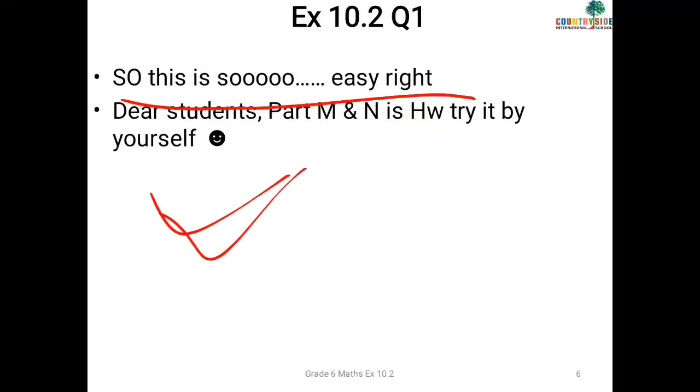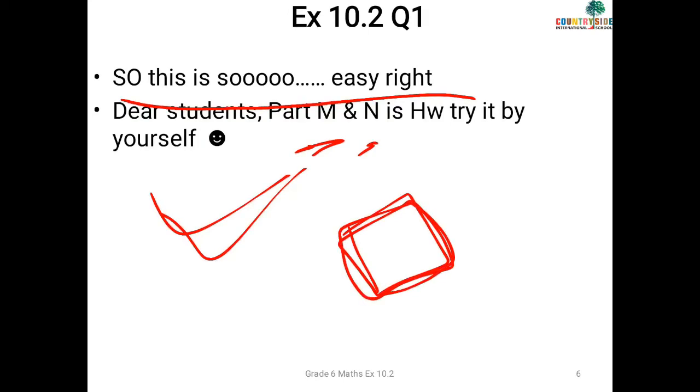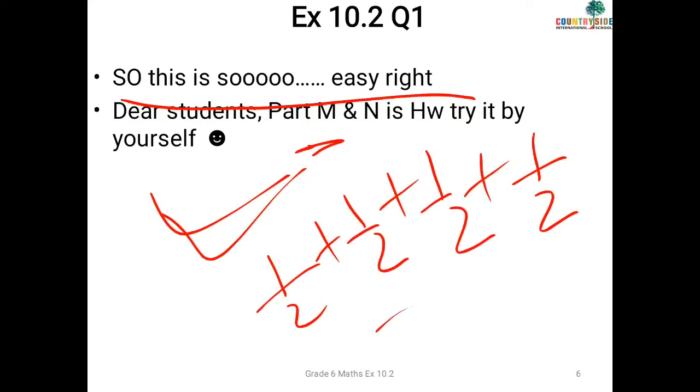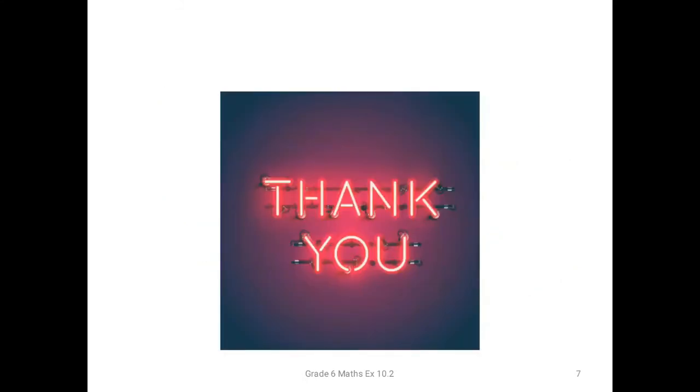Now your part is to solve part M and part N. In this question you just have to count these squares. If one full square, take it as 1. If you have this half kind of square, take it as half. That's it. If there are 4 halves, simply do this addition: half plus half plus half plus half. Half plus half 1, then half plus half 1, 1 plus 1, so the answer is 2. That's it. You just have to add all these things.